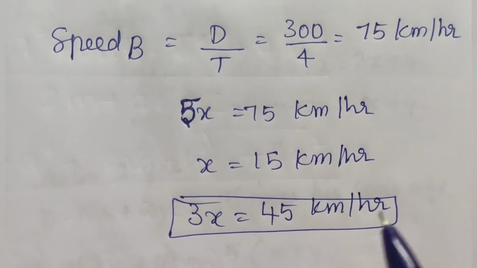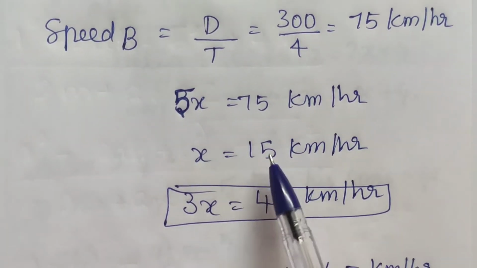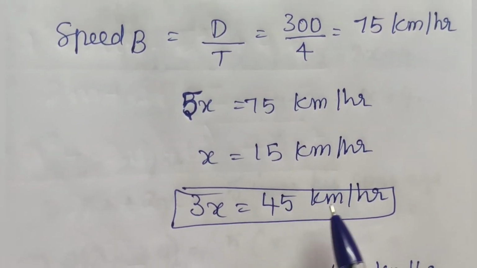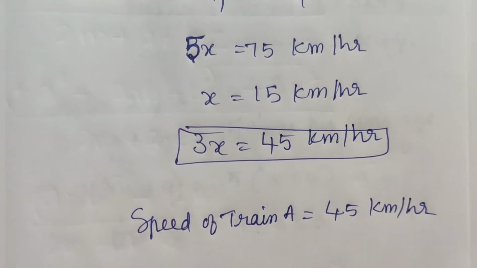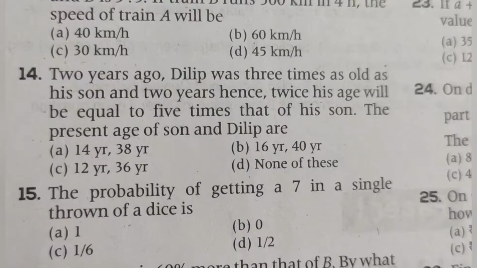Speed of train A is given as 3x. X value is 15. So 3 into 15, 45 km per hour. Speed of train A is equal to 45 km per hour.